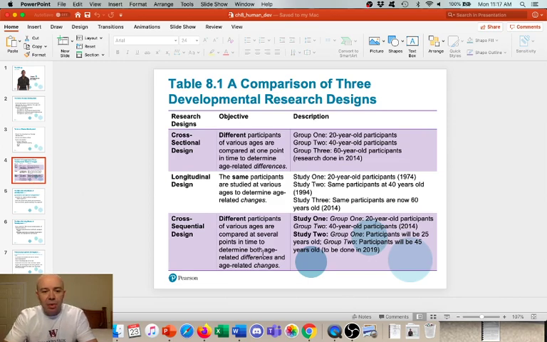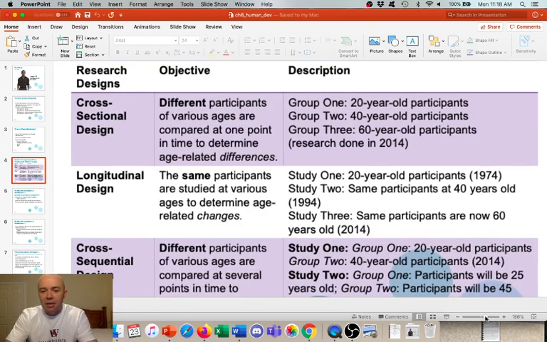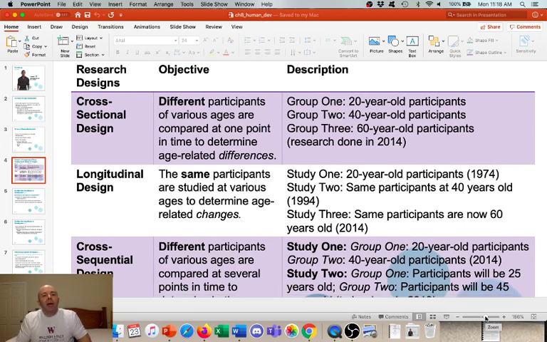Let me kind of try to blow this one up the best I can here so you can see this a little bit better. And I don't want to overemphasize this. I want you guys to know that there are a couple of unique research designs that we use to study human development.